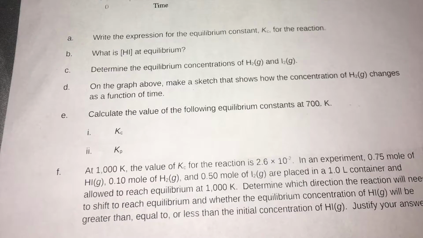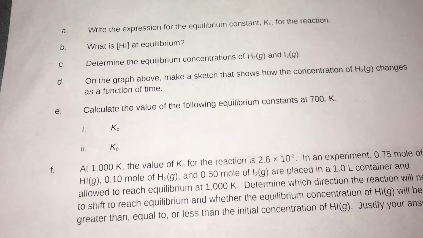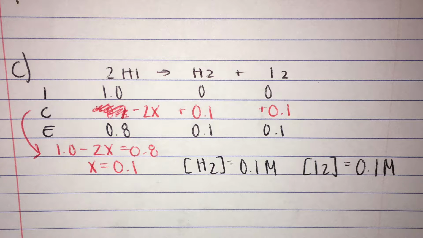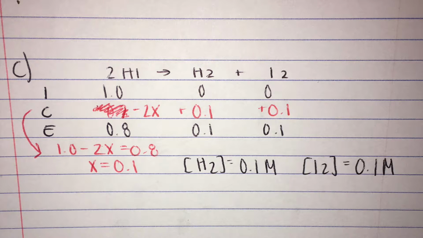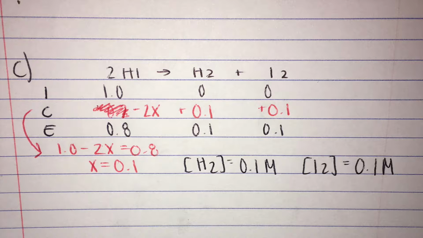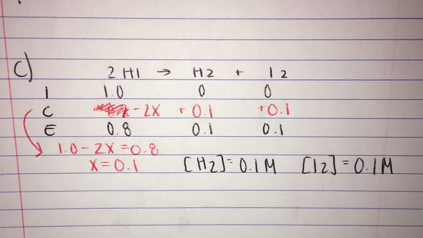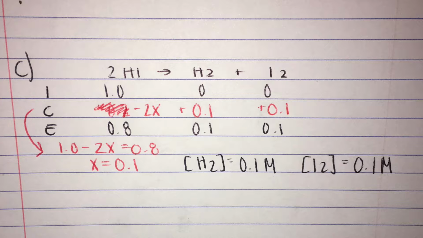Part C asks to determine the equilibrium concentrations of hydrogen gas and iodine gas. To solve this problem, I used an ICE box. We are given that there is a 1 mole sample of HI placed into a 1-liter container, so that means there's 1 molar of HI, since 1 mole divided by 1 liter equals 1 molarity. That gives us the initial concentration of HI. You can also find this by looking on the graph. We know the equilibrium concentration of HI is 0.8, so we can plug that into the ICE box.